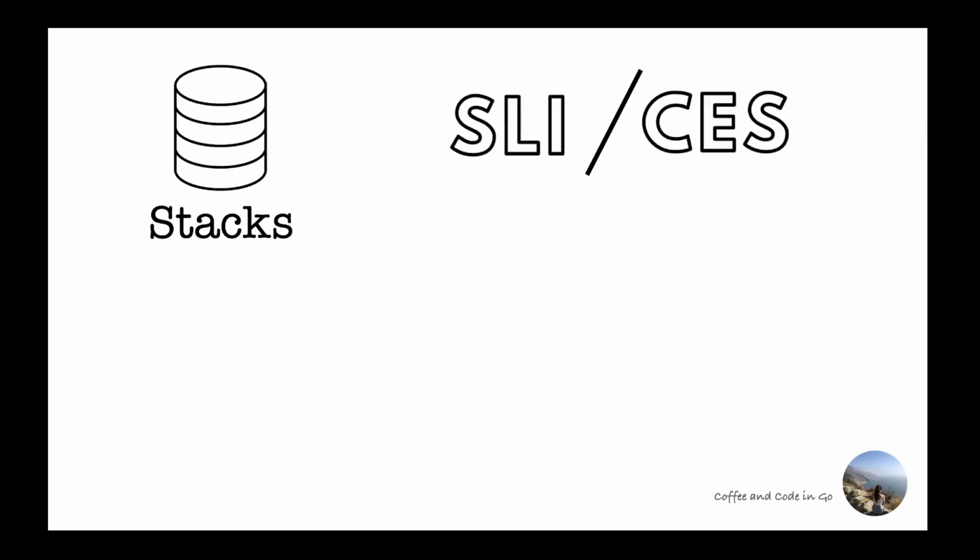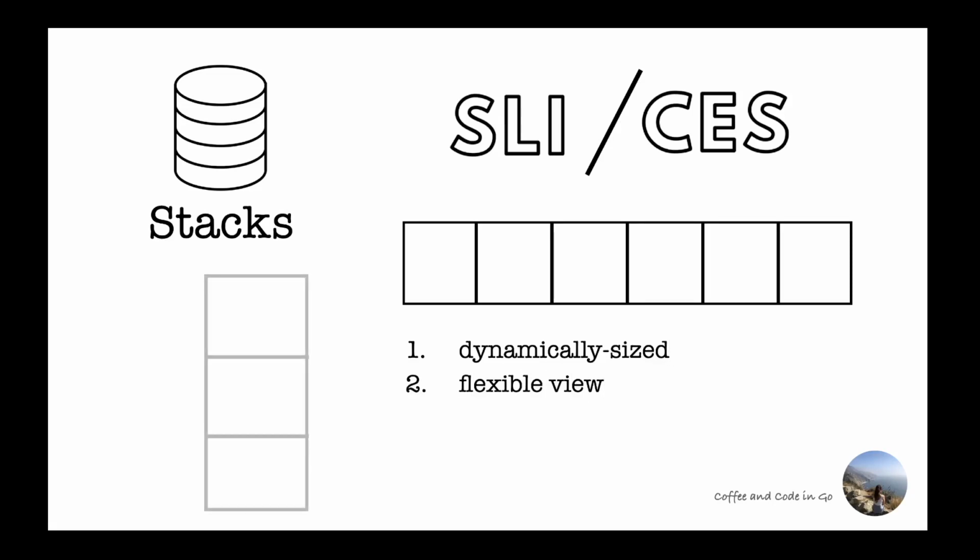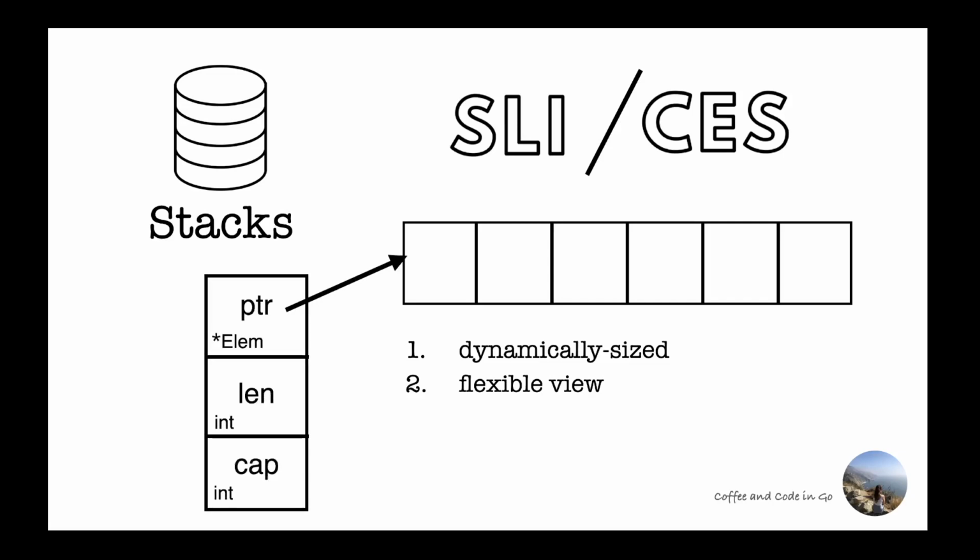In case you're new to Golang, slices are basically Go's variation of arrays. While an array has a fixed size, a slice is a dynamically sized, flexible view into the elements of an array. It consists of a pointer to an array, the length of the segment, and its capacity, which is the maximum length of the segment.